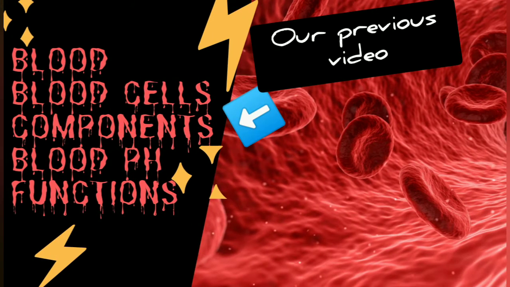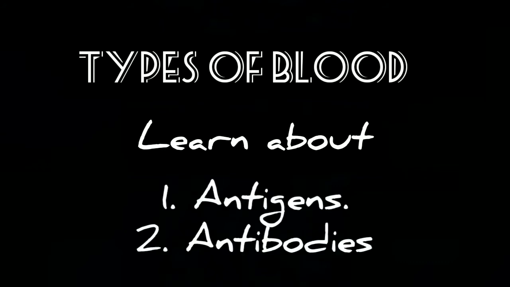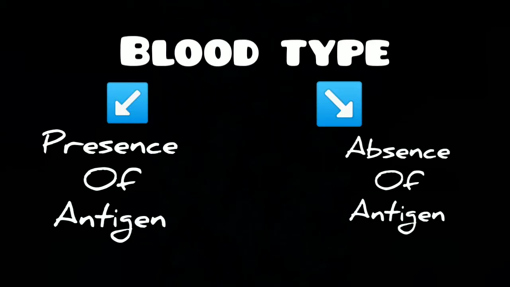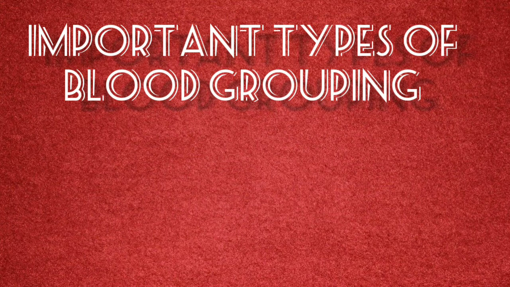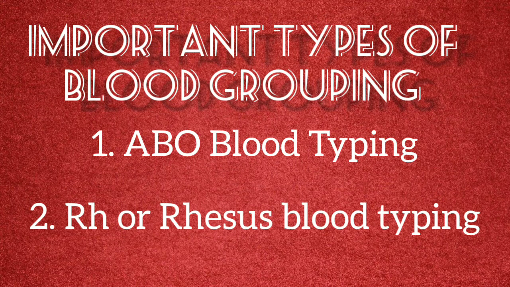As of now, hope you all have a clear idea on what is blood, and you might have also known that different types of blood exist. Let us discuss different types of blood in detail. The blood inheritance in humans can be understood by learning about the antigens and antibodies. Blood types are defined according to presence or absence of certain antigens on the surface of red blood cells. The most important types of blood grouping are ABO blood typing and RH or rhesus blood typing.